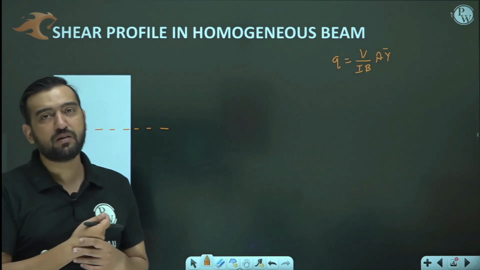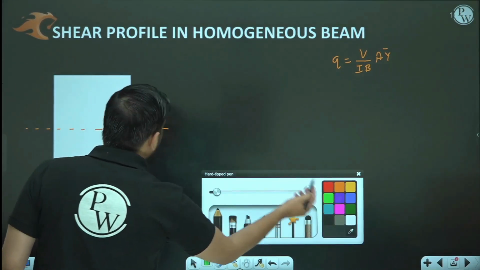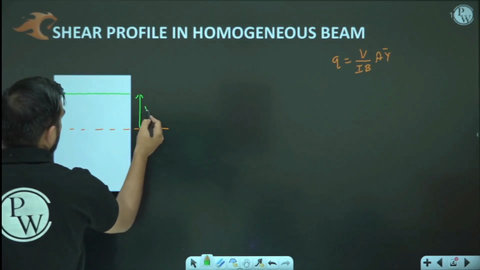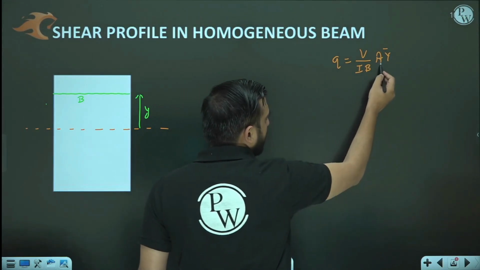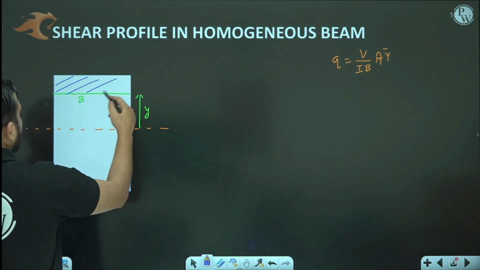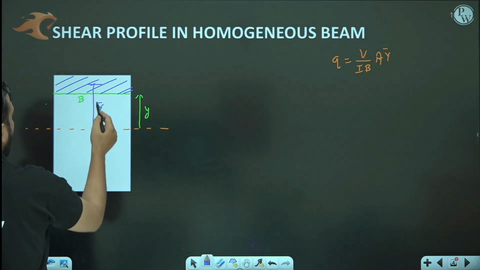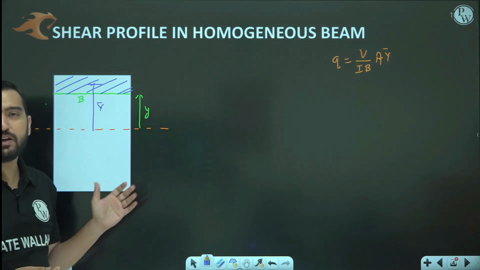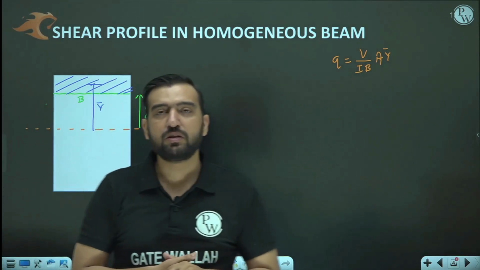Because you are going to take its moment of, sorry, let me explain it like this. See, let's suppose this is the point of consideration, and it is located at a distance y, and this is B. So what is this A into y bar? This A into y bar is either the moment of this shaded area about the neutral axis, so this would be y bar, or it is the moment of the remaining unshaded area about the neutral axis. Normally we consider whichever is closer to the extreme end, because that captured area would be small.